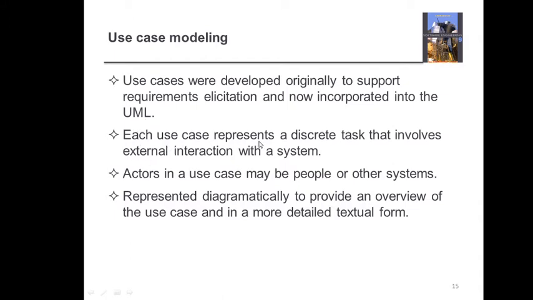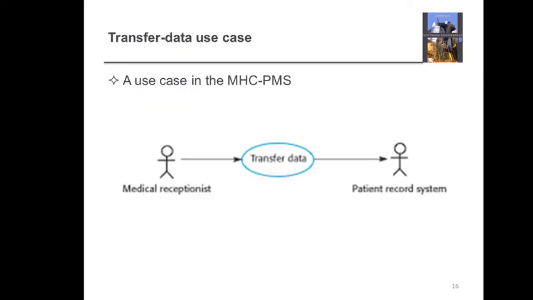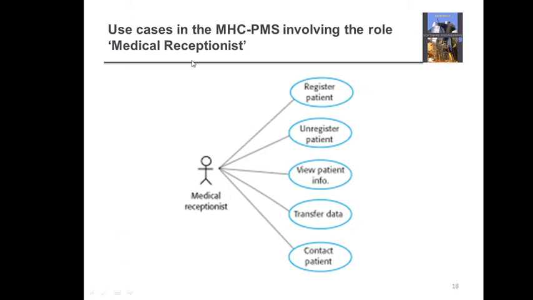Each use case represents a discrete task that involves external interaction with the system. Right? So what does a use case diagram represent? The use cases, that is the functionality, and the user or any external system that is going to use it. Let's take an example. In the mental health care patient management system, there was a user, the medical receptionist. So we will be identifying all the use cases that this medical receptionist can use.